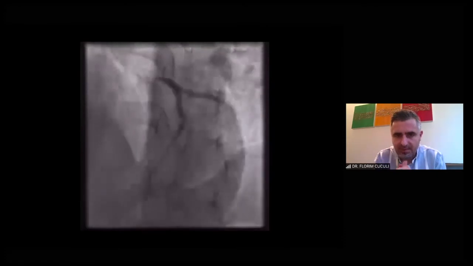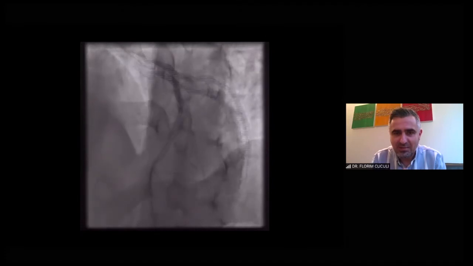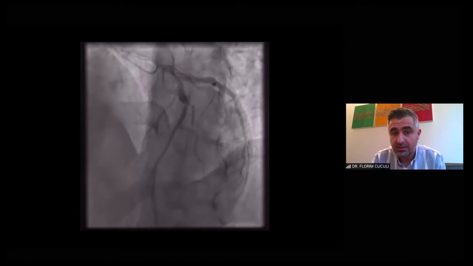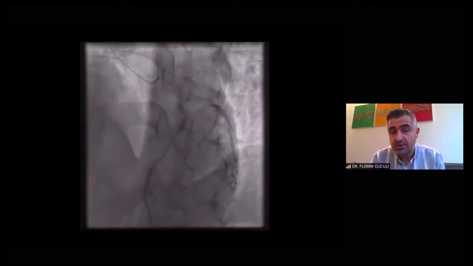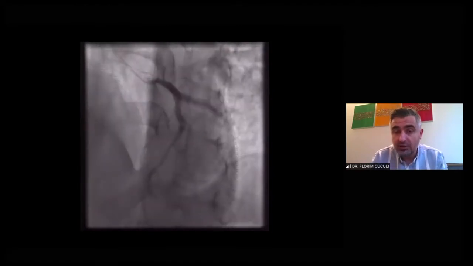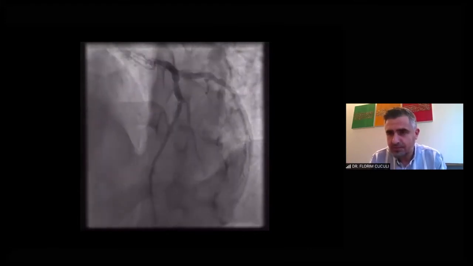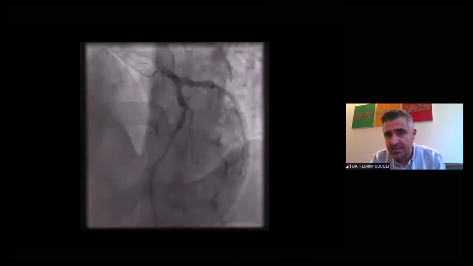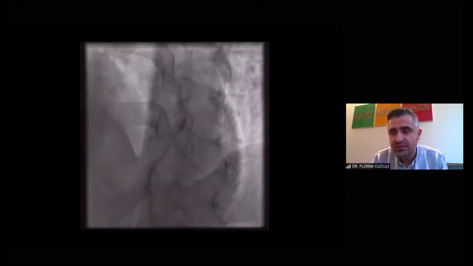Now, this is a bifurcation case, but it's a very interesting one, because as you can see, this is a LAD diagonal bifurcation, and it's a bifurcation where you could usually find a lot of people who would put 2 stents. The problem is the patient is 38. We diagnosed this on CT. As you can see, he has some coronary disease, also the left main, which we did IVUS, and it was fine. So how do we treat this LAD diagonal bifurcation?